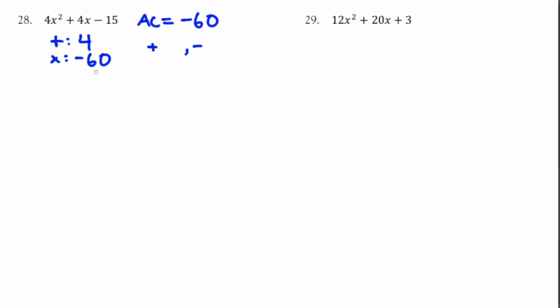So let's just try some. Like, I guess 15 times 4 is 60. Can we do plus 15 and minus 4? Those multiply to the right thing, but they don't add up to 4. I need a positive number and a negative number. Maybe like 10 and negative 6? Yes, 10 and negative 6 add up to 4. And they multiply to negative 60. So the two numbers are 10 and negative 6.